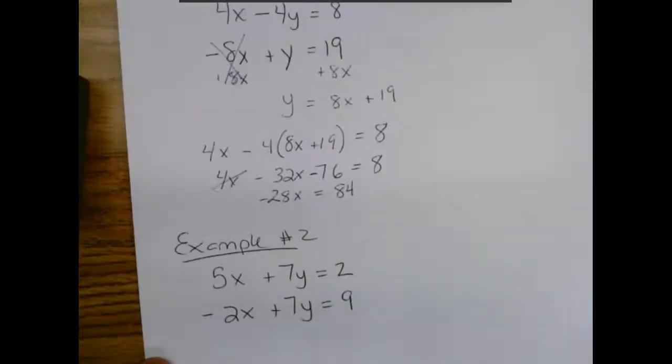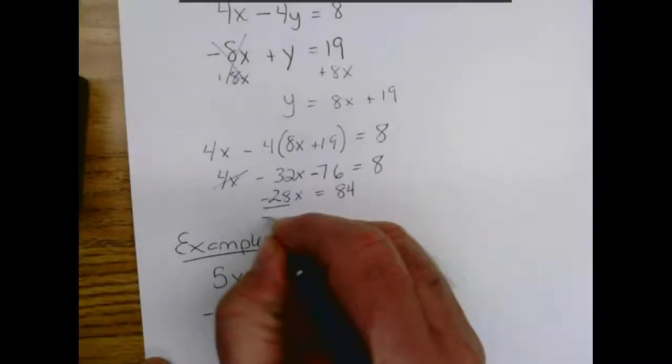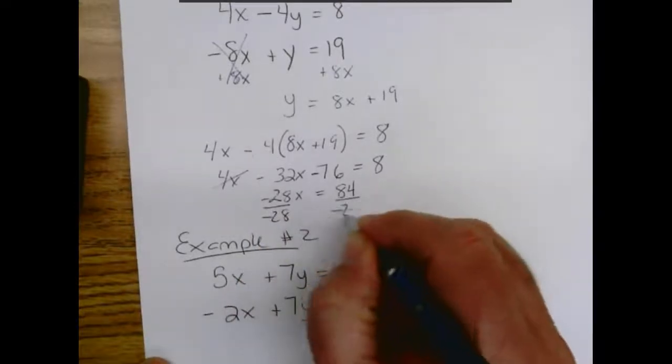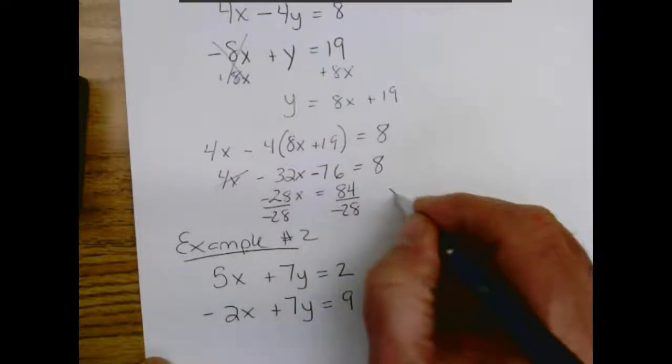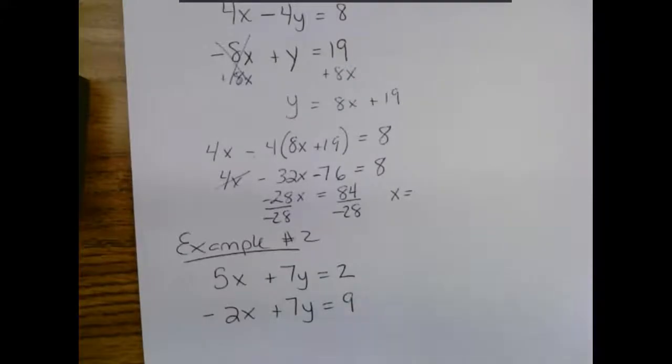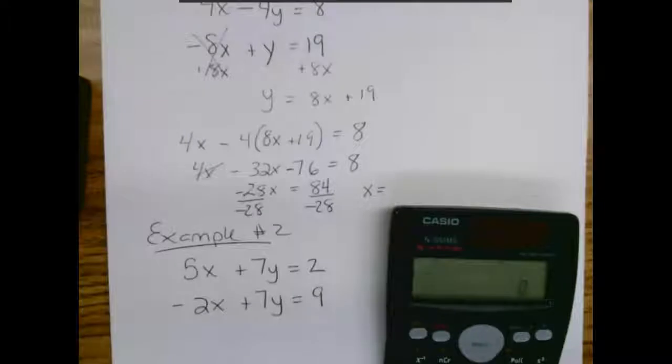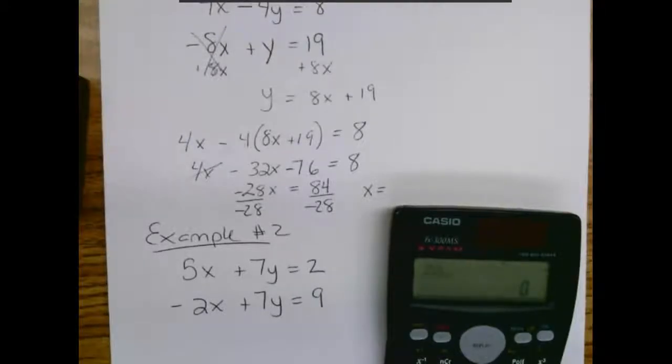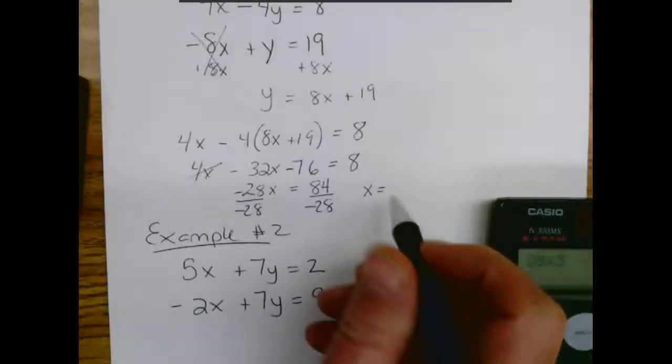Okay, and then it looks like if we divide both sides by negative 28, we should get x. Looks like negative 3. Let me pause here. I'll do the math on my calculator and get right back to you. Okay, so you see I got my calculator here. Let's just do 28 times 3. That gives us 84.